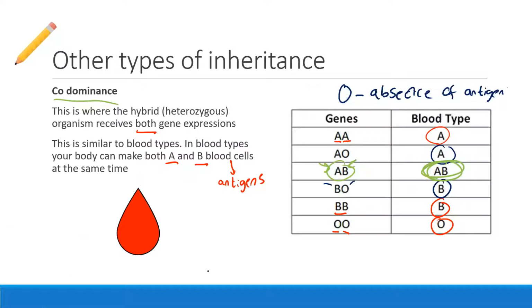My blood type is A. Wait, sorry, sir. Do we copy the table? You don't need to copy the table. You can if you want. The main Okay. part is just what codominance is.